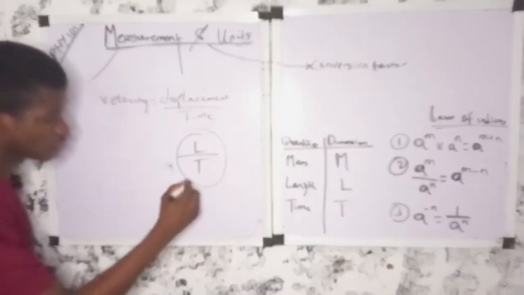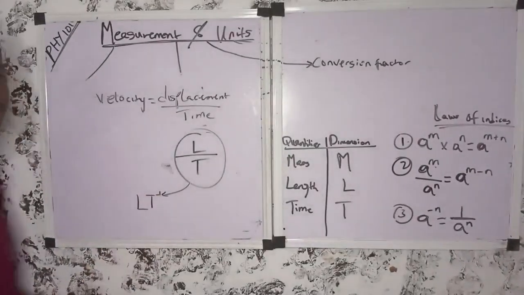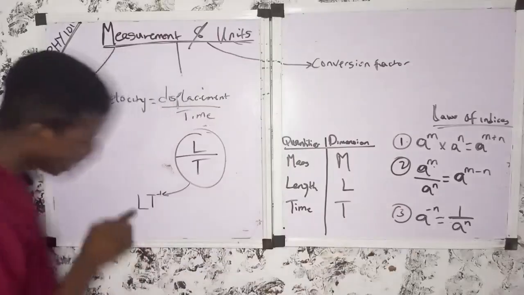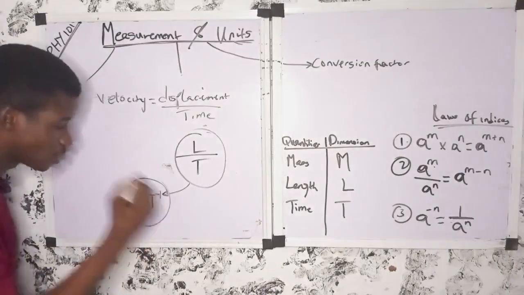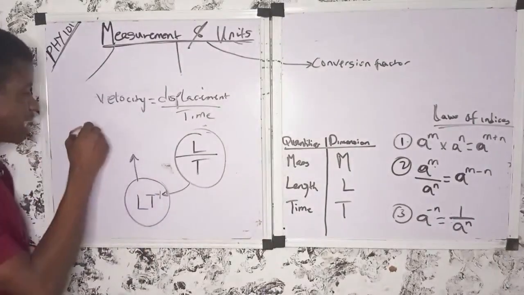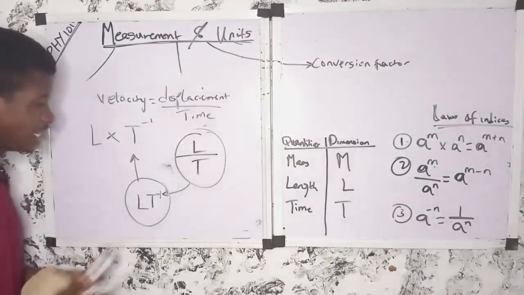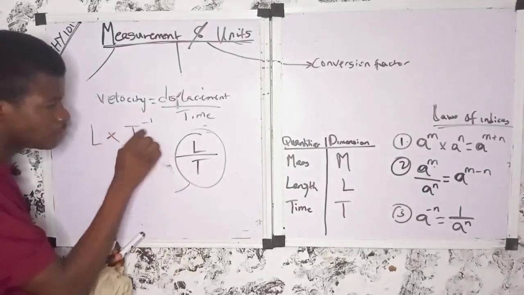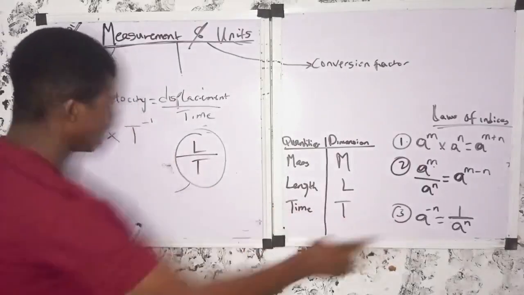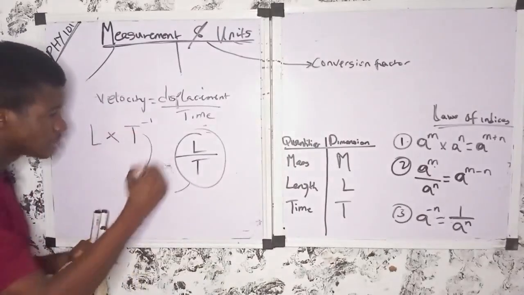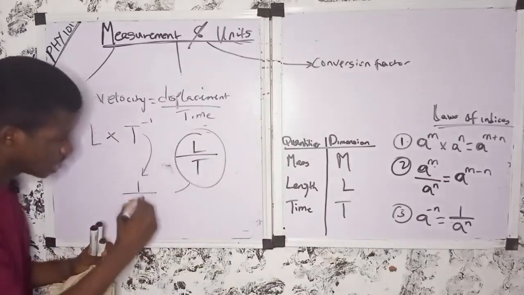Now this is still the same thing as LT raised to power minus 1, by the third law. Let me break it down for you. LT raised to power minus 1 is the same thing as L times T raised to power minus 1, right? Yes. Now look at this part, T raised to power minus 1. It means 1 divided by T, raised to power what?